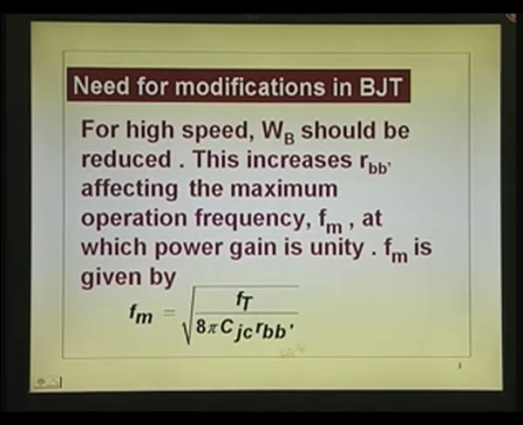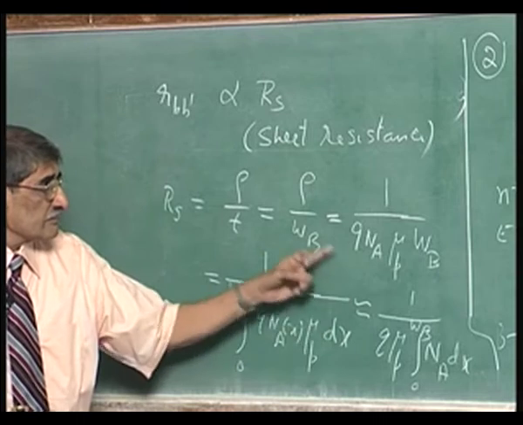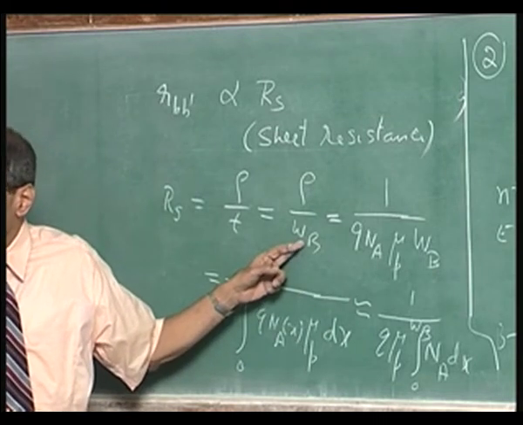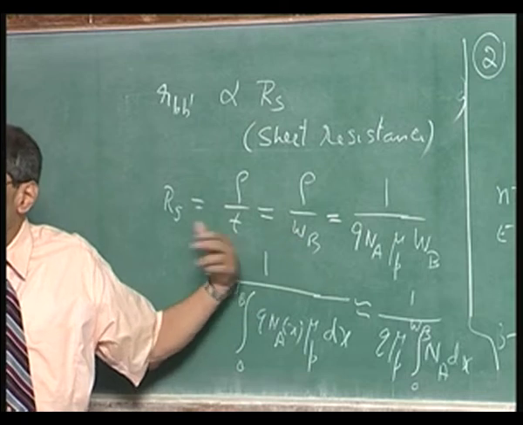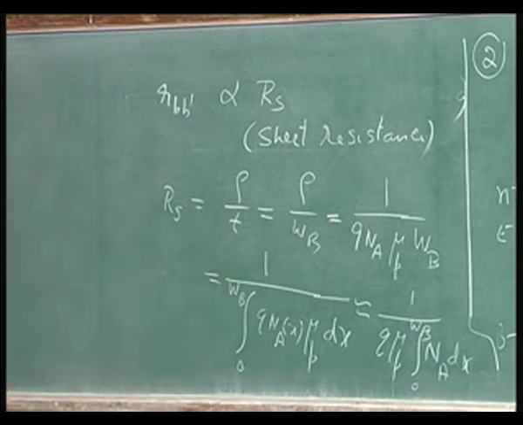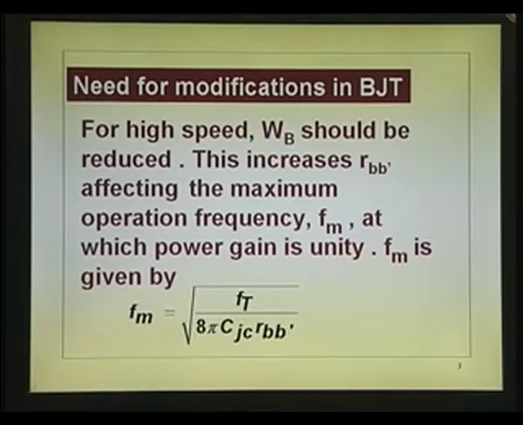So, it hits the frequency of operation finally. So, you need to keep this RBB dash low, you can't allow it to increase. What you have gained by reducing the base width in terms of transit time, you would have lost in terms of maximum operation frequency because of increase in RBB dash. So, that is why from the point of view of punch through voltage and also from the point of view of base spreading resistance, maximum frequency of operation, you need to increase the doping in the base, integrated doping in the base.